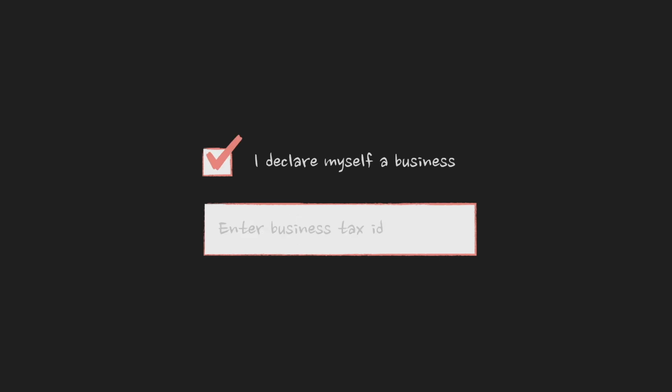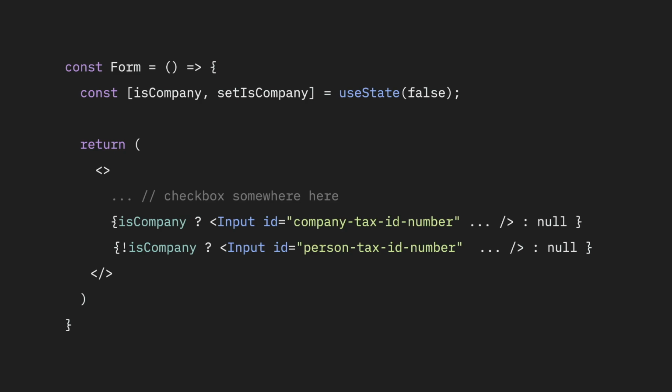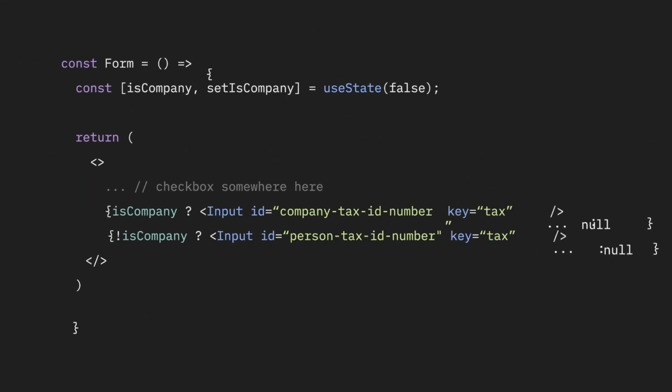Fun fact. If we apply this knowledge differently, we can actually force the state preservation between inputs that are in different places in the array. If you remember the first fix, when we separated company and person inputs, having those inputs in different positions in the array forces the first one to unmount and the second one to mount when state changes. But if we add exactly the same key to them, we will get this behavior.